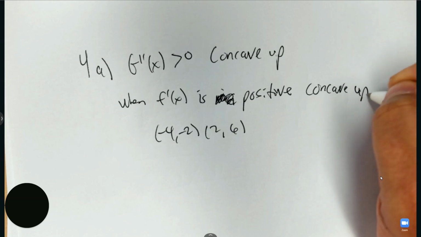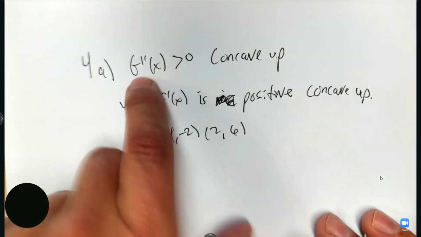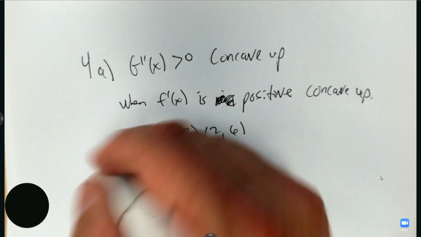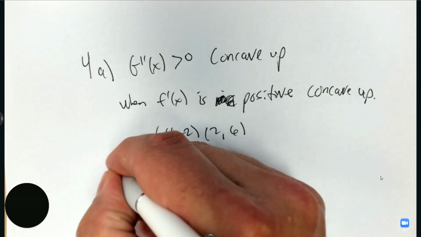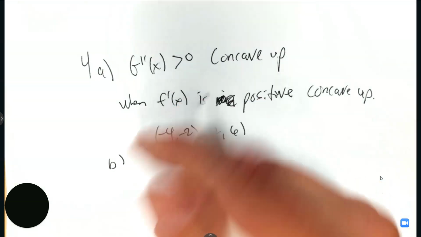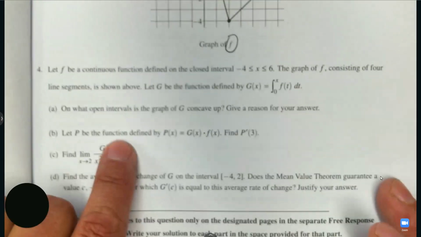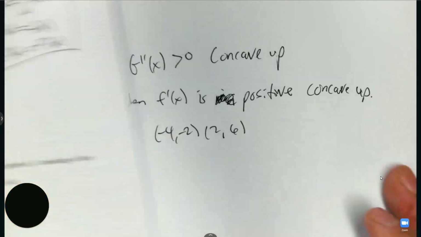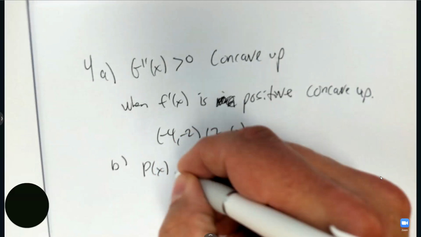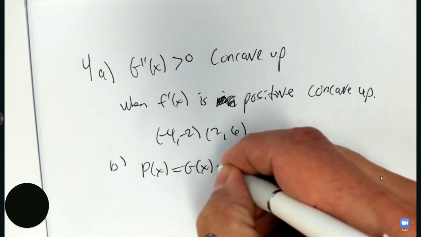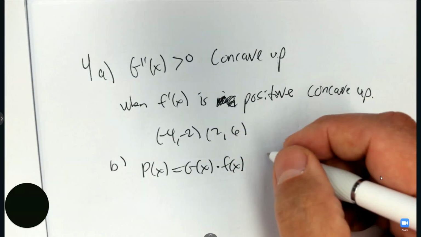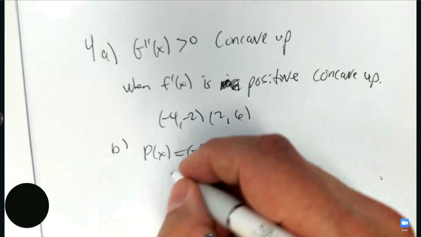You don't even have to write beautiful sentences, but you have to show the math and then what the answer is. B. Let P be the function defined by this. So I'm going to write it down. And then it says find the derivative.